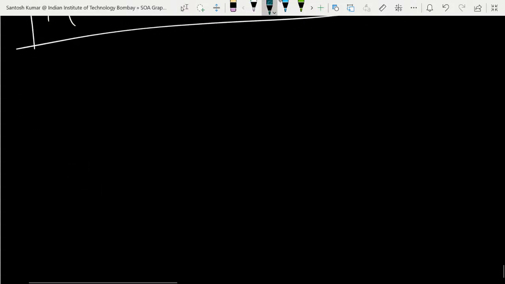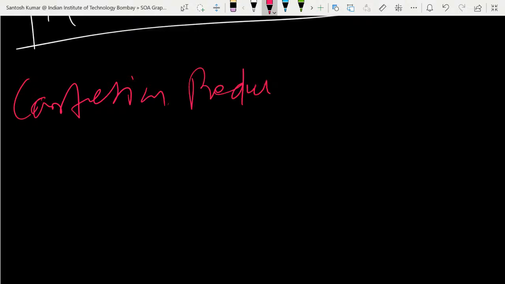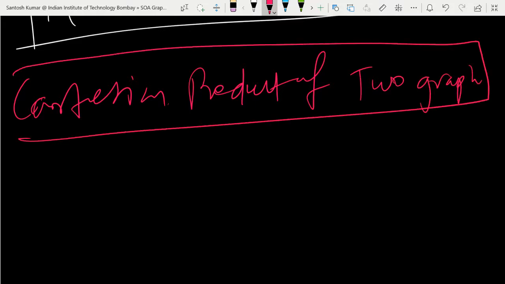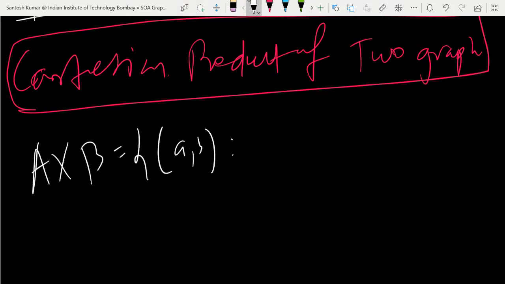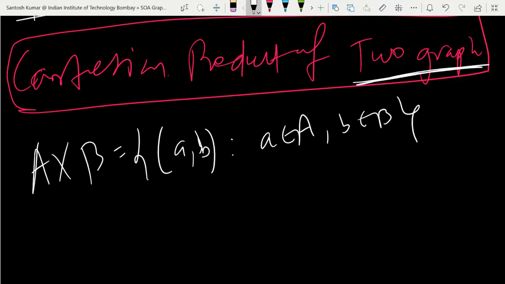So next, the Cartesian product of two graphs. Okay, so you already know the Cartesian product of two sets. Like in lower classes, you have seen A cross B is a set of ordered pairs (a, b), or in relations or functions you have seen this. A cross B is a set of ordered pairs (a, b) such that a belongs to A and b belongs to B. This is the Cartesian product of two sets, but we are interested in two graphs.